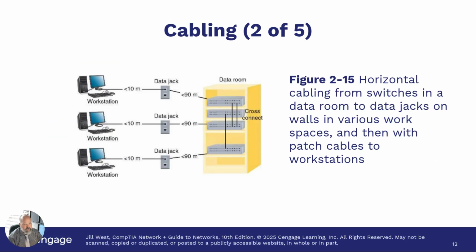This is a diagram of horizontal cabling. Notice the distance limits in horizontal cabling. Less than 90 meters from the data room to the wall jack. So we're looking at 270 to 300 feet max before you start losing signal and quality. And then less than 10 meters, 30 feet-ish, from the wall jack to the workstation.